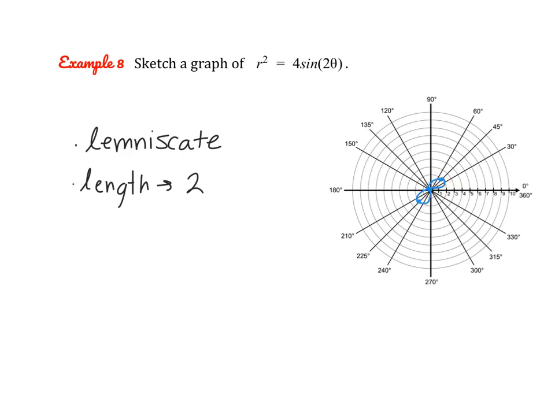Again, things to watch out for. This is a squared, so the length should be 2, and since it's sine, this is where it's going to be. If it were cosine, it would be along your polar axis.